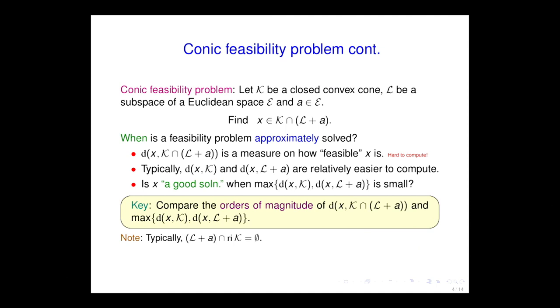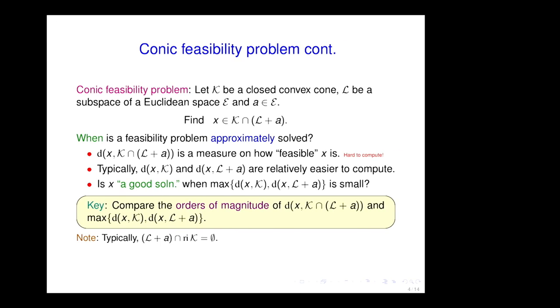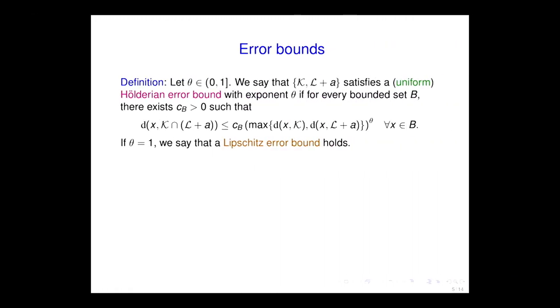Oh, this shows up again. So typically, the intersection with the relative interior is empty. Now, to make sense of order of magnitude, usually we make use of error bounds. Now we have a lot of error bound notions in the literature, so I will make it explicit here.